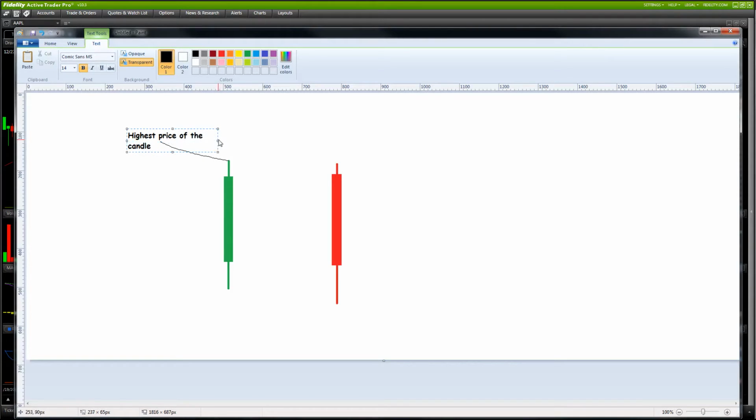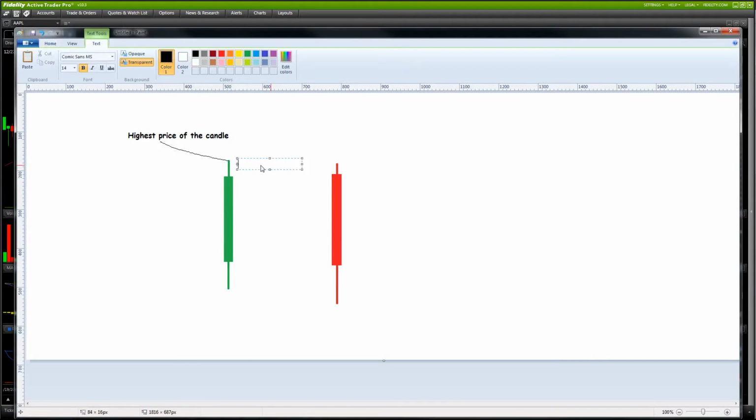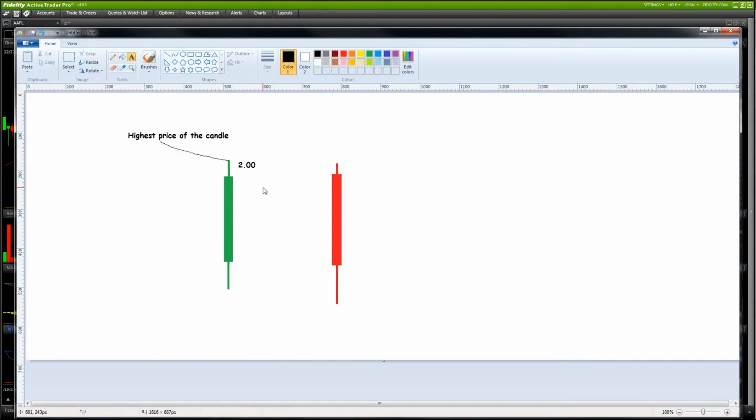So that's going to represent the highest price of this candle. For example, if this were a 15-minute candle, then the highest price that the stock rose within this 15-minute period would be this price right up here. Okay, and we'll go ahead and call this price $2.